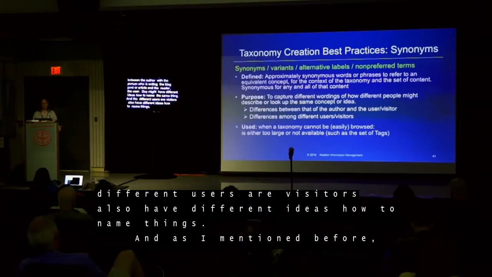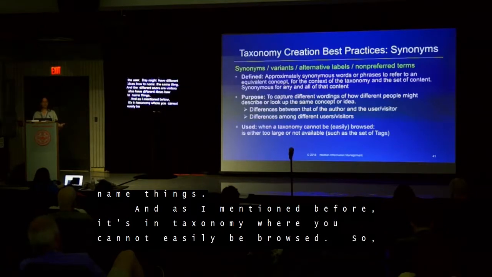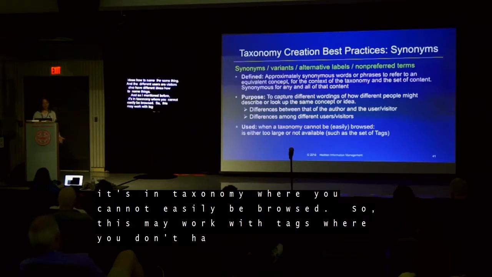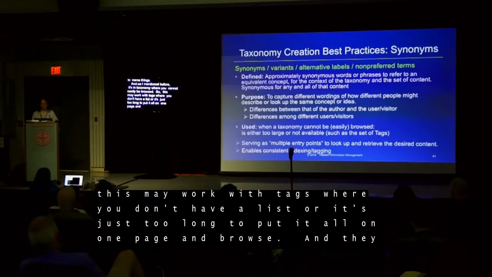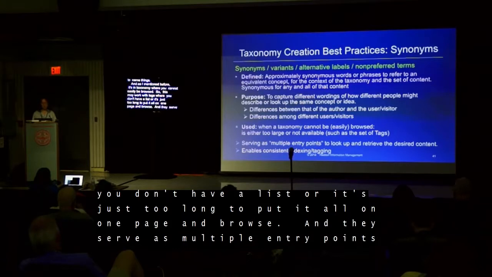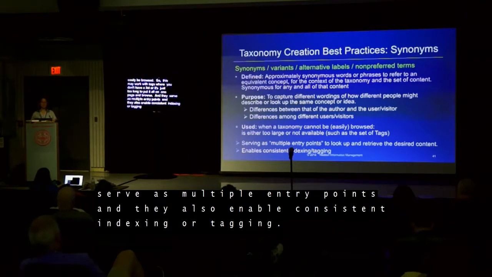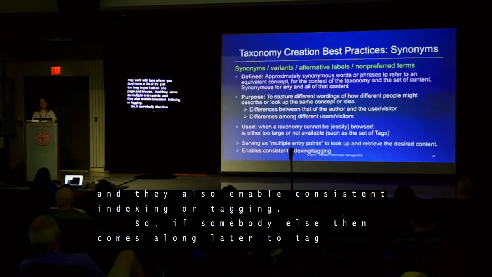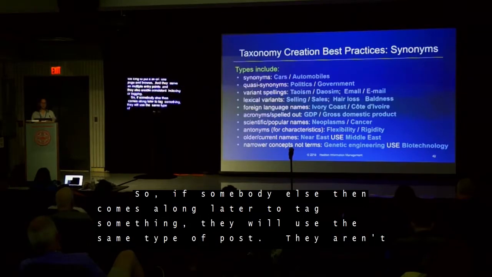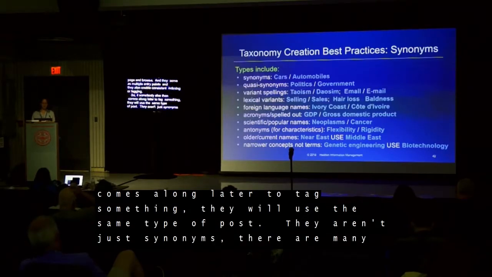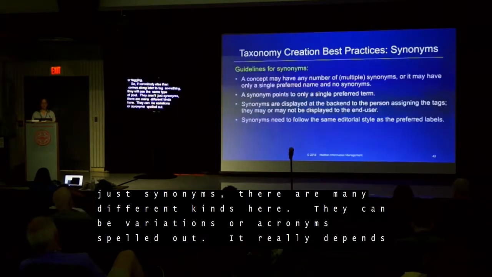As I mentioned before, this is useful for a taxonomy that cannot easily be browsed. So this may work with tags where you don't have a list, or it's just too long to put on one page and browse. They serve as multiple entry points, and they also enable consistent indexing or tagging. So if somebody else comes along later to tag something, they will use the same terms. They aren't just synonyms, there are many different kinds here. They can be variations or acronyms spelled out. It really depends on the context.